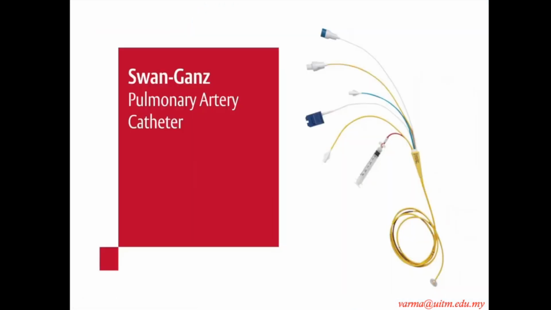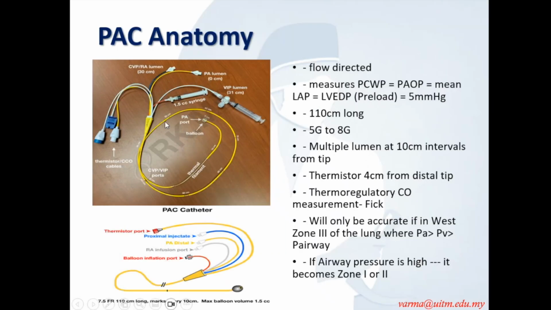That brings us to thermodilution, the pulmonary artery catheter. Very briefly, you have to know PA catheter anatomy. It's a flow directed device. All these are keywords. It measures pulmonary capillary wedge pressure, pulmonary artery occlusion pressure, which is equivalent to mean LAP, equivalent to left ventricular end diastolic pressure. My tutorial on this has been uploaded under UITM tutorial. Those who want to watch a full tutorial on the PA catheter can watch that.